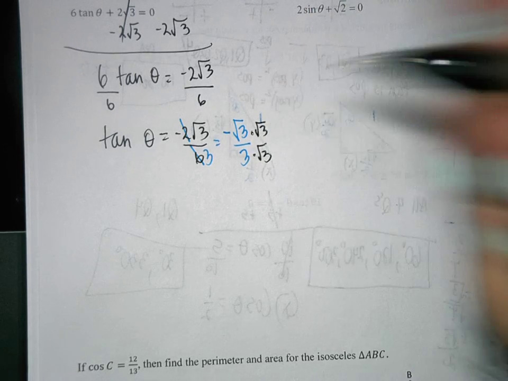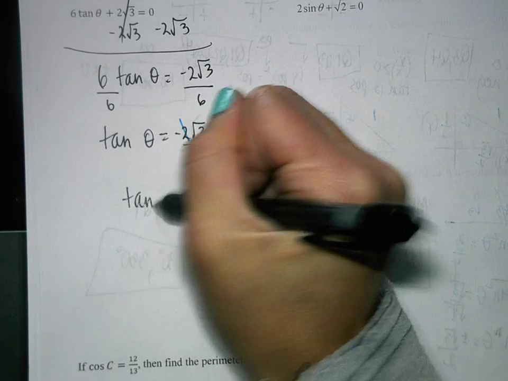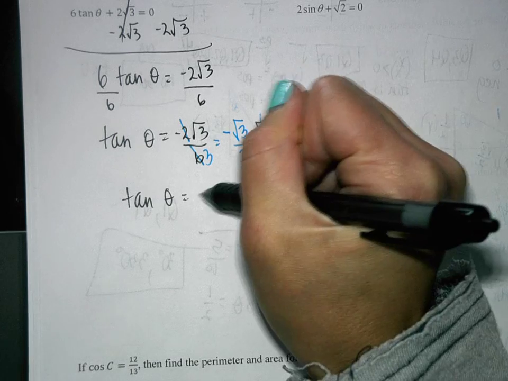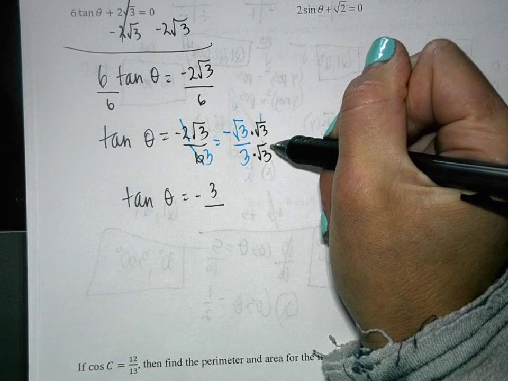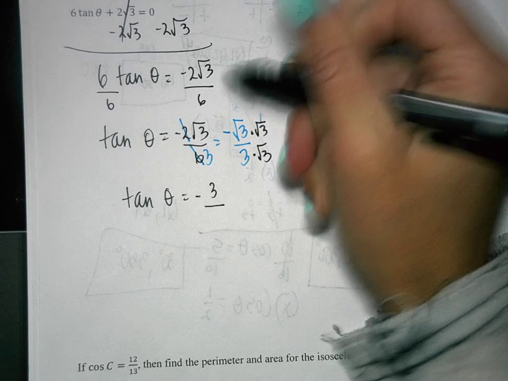We end up with tangent of theta equals negative 3 over, sorry, what am I doing here? Multiplying by root 3 on both the top and the bottom.